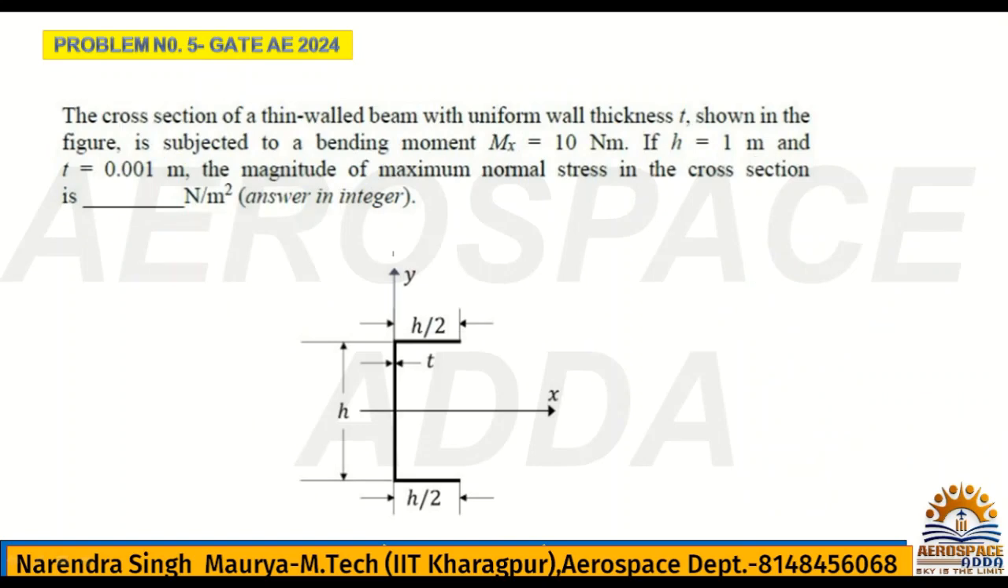The cross section of a thin walled beam with uniform wall thickness t shown in the figure is subjected to a bending moment Mx of 10 Newton meter. If h is equal to 1 meter and t, the thickness of the wall, they have given as 0.001 meter, the magnitude of maximum normal stress in the cross section is... This is also a fill in the blank problem, right?